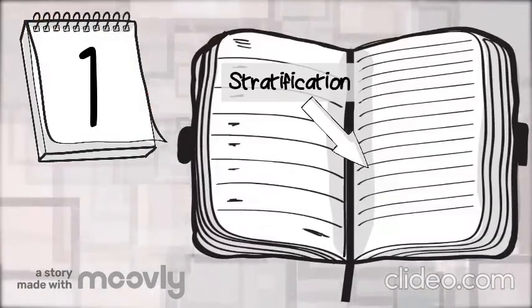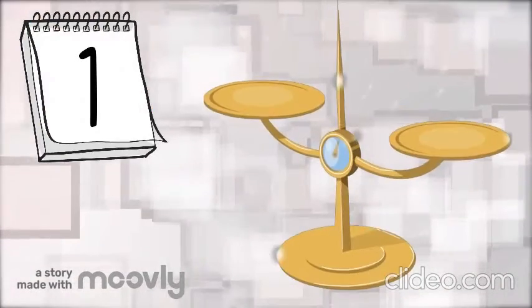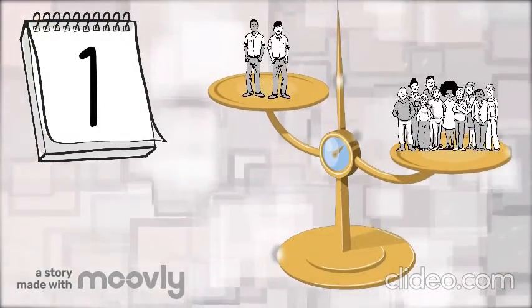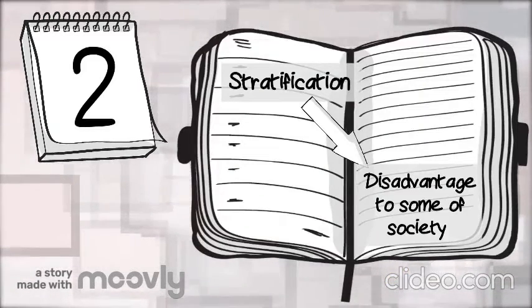Following our research, we had realized three things. First, and most obvious, stratification leads to inequality and promotes division between people. There is a lack of justice when one group holds all the power. This leads into our second realization. Social stratification is a disadvantage to those lower in society.